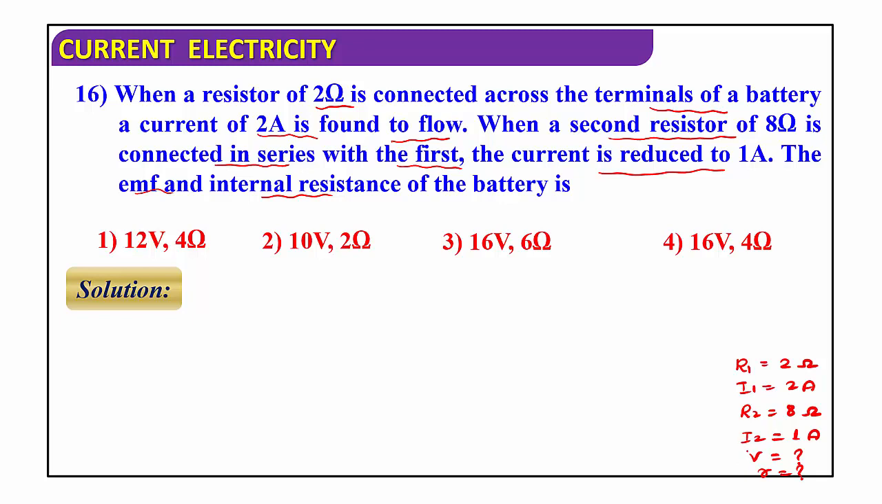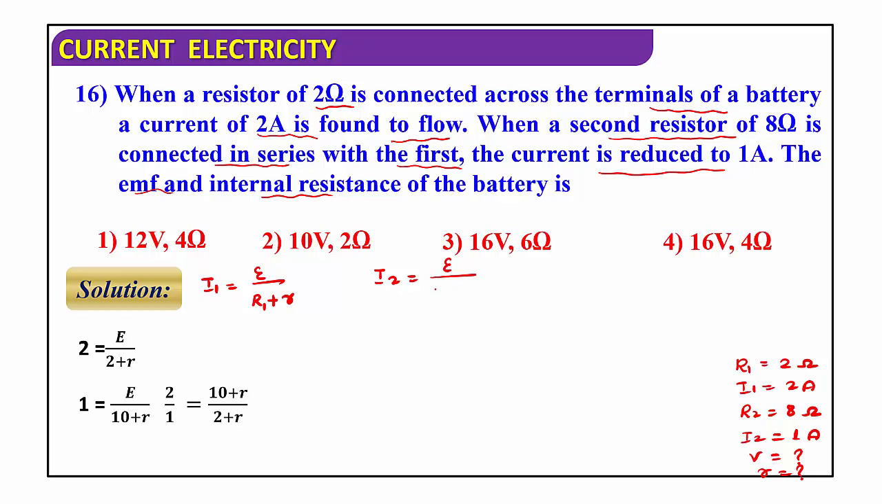Now you can observe the equation I equal to E divided by R plus r. That equation we can utilize here. This is the general equation we already studied. For the first resistor, we can write I1 equal to E divided by R1 plus r. This is first equation. Second equation, I2 equal to E divided by R2 plus r. Substitute their value. I1 is given how much? 2 ampere. E, R1 plus r, that is 2 plus r. Let us take it as equation 1.